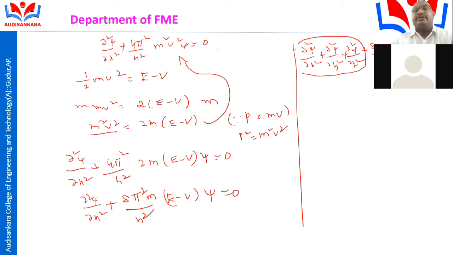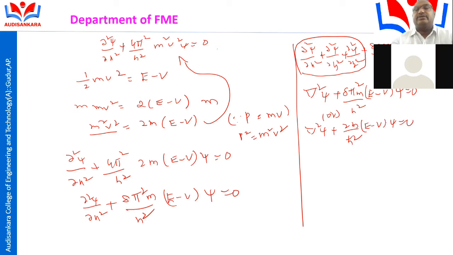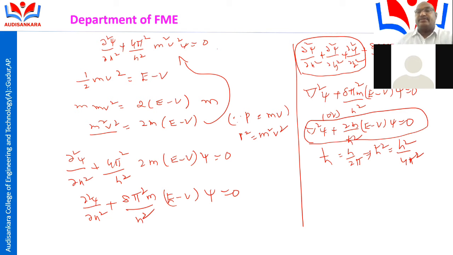Instead of this, substitute del square psi plus 8 pi square m by h square into E minus V into psi is equal to 0, or it can be written as del square psi plus 2m by h cut square into E minus V into psi is equal to 0, where h cut is equal to h by 2 pi and corresponding h cut square is equal to h square by 4 pi square. So, this equation is known as Schrodinger's time independent wave equation.